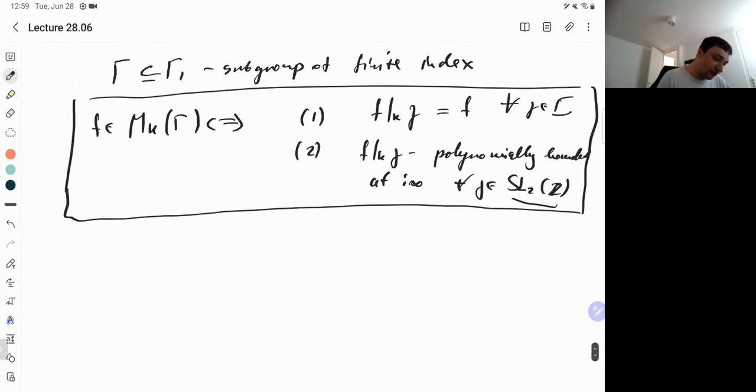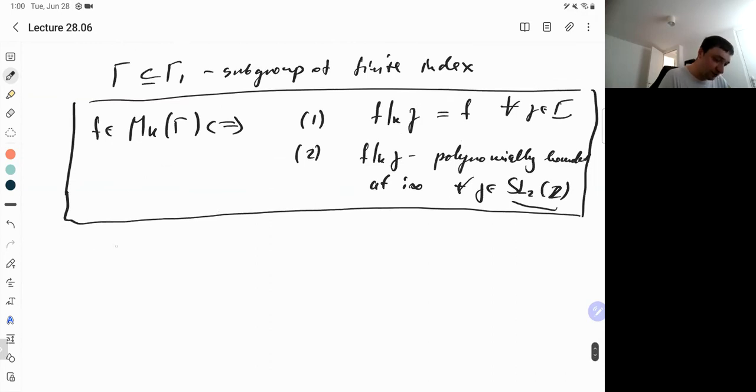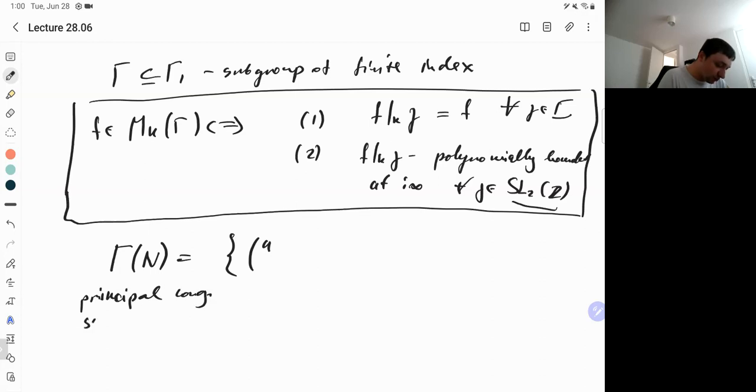And for the rest of the course, the only groups that I will talk about are congruence subgroups, and basically there will be just a few. Well, essentially just one that I'm interested in. So let me just define that. It's something called the principal congruence subgroup of level n. And it's just all matrices which are congruent modulo n to the identity.